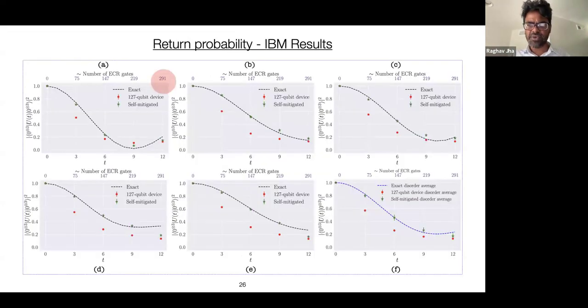We take results for return probability using IBM devices. These are 5 instances of the model labeled as A, B, C, D, E. And the black dashed line you see is the result from my laptop. The red dots you see are the results from the hardware.